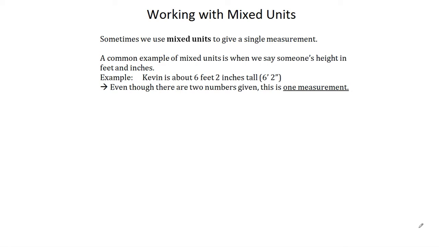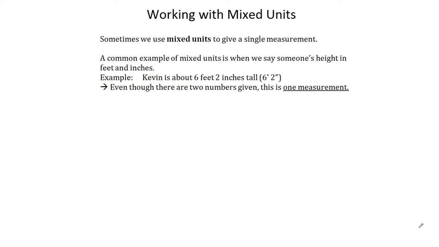It says, sometimes we use mixed units to give a single measurement. A common example of mixed units is when we say someone's height in feet and inches. So as an example here, Kevin is about 6 feet 2 inches tall.